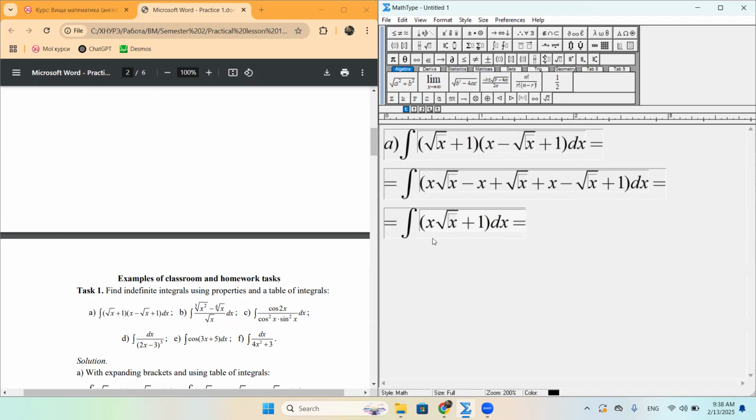So now we can use the table of integrals. So you always can see it maybe in lectures.